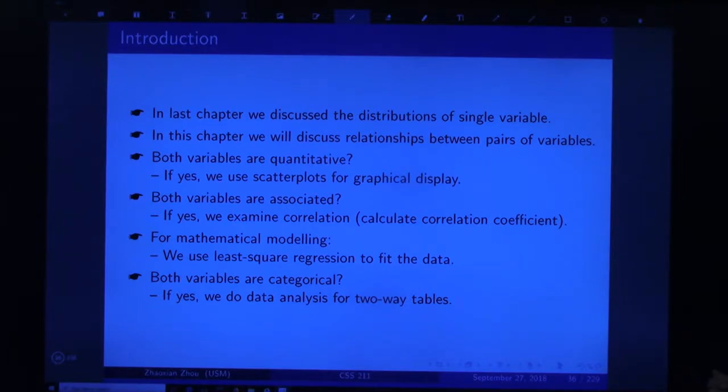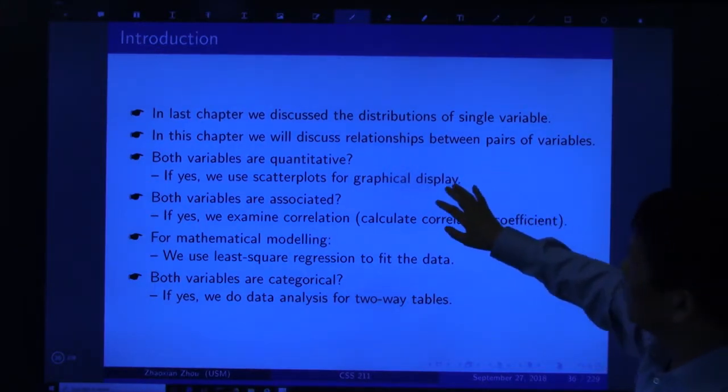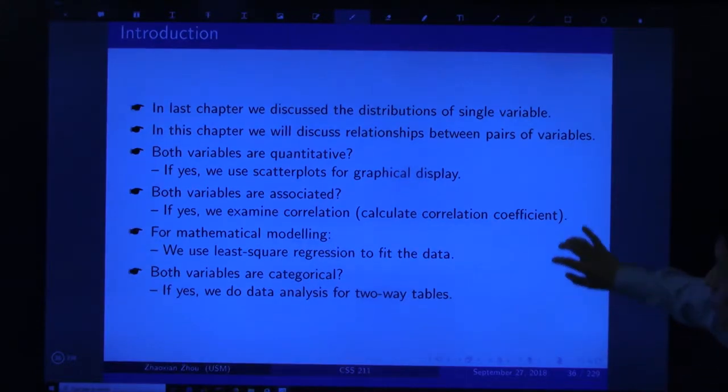If both variables are categorical, then we can use a two-way table to analyze them. So today we first discuss the scatter plot.